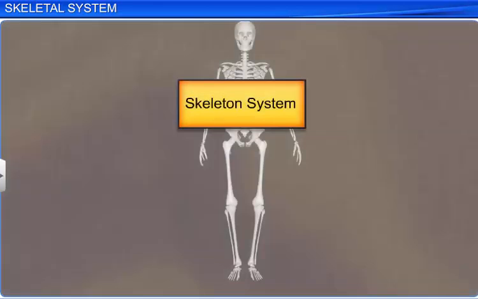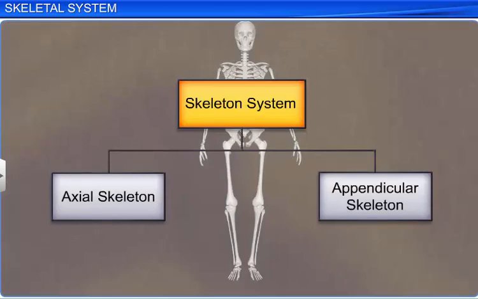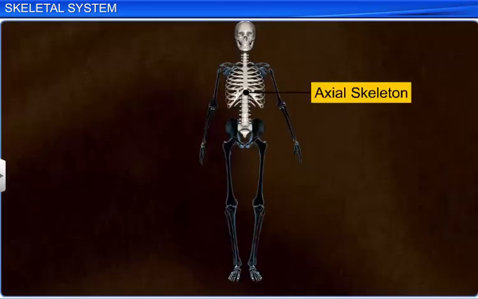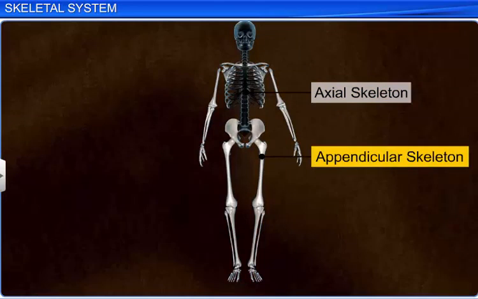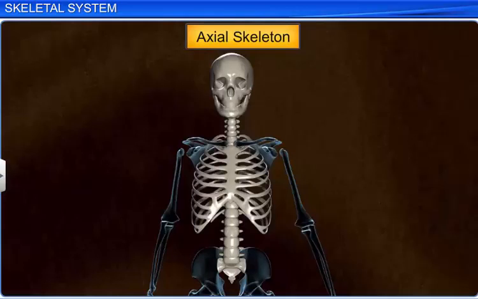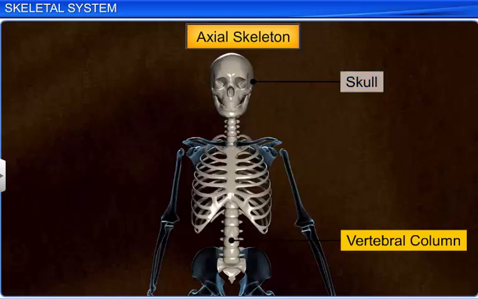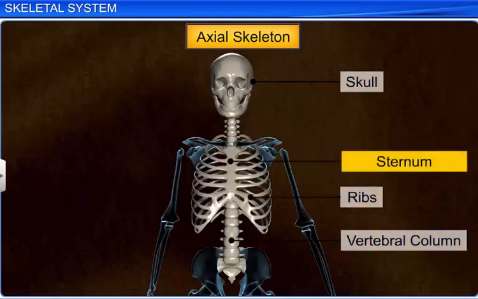The skeletal system has two main divisions, the axial and the appendicular skeleton. The axial skeleton includes the basic central framework of our body, while the appendicular skeleton includes the bones of the limbs and their supporting girdles. The axial skeleton consists of 80 bones, which include the skull, vertebral column, ribs, and sternum.